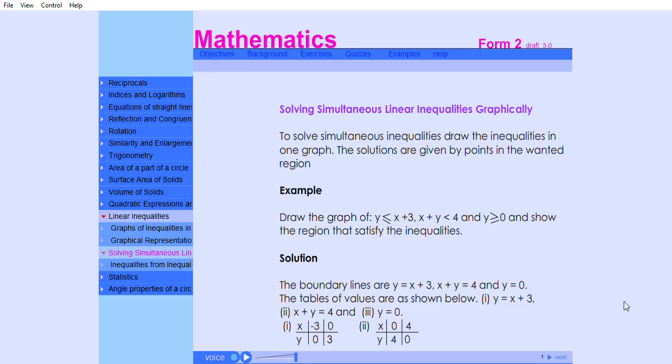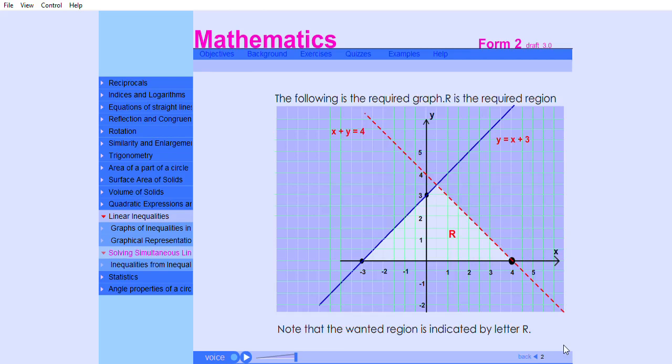Example. Draw a graph of y ≤ x + 3, x + y < 4, and y ≥ 0, and show the region that satisfies the inequalities. The following is the required graph.